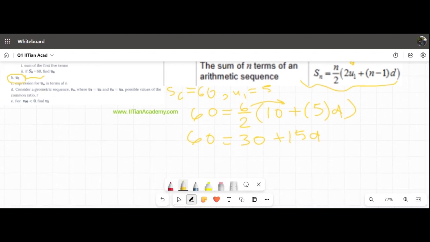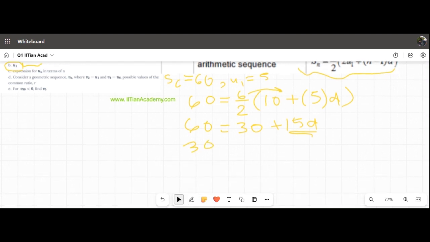So then, if we rearrange our function to isolate for d, we can say that 30 over 15 is equal to d. Then d is equal to 2.